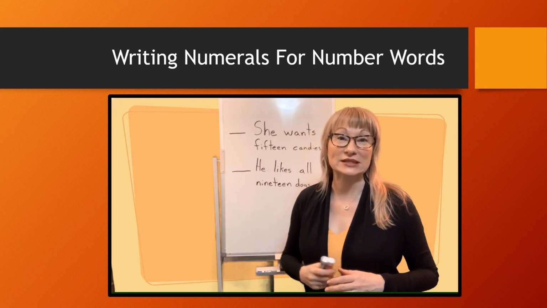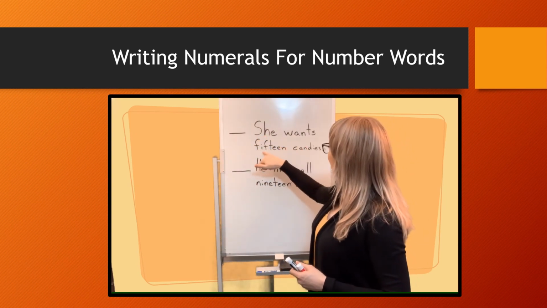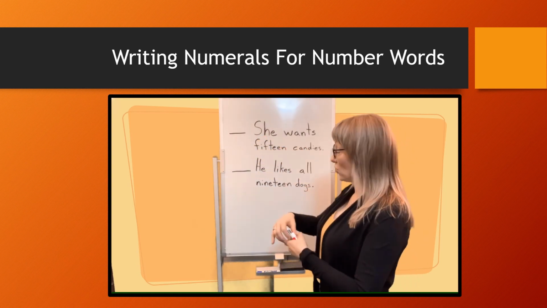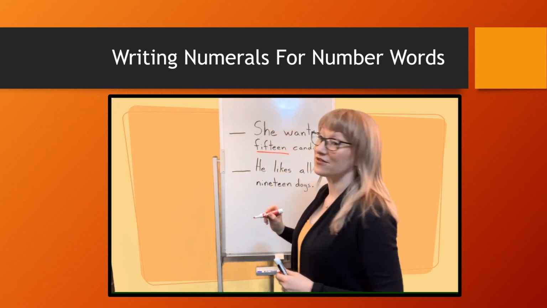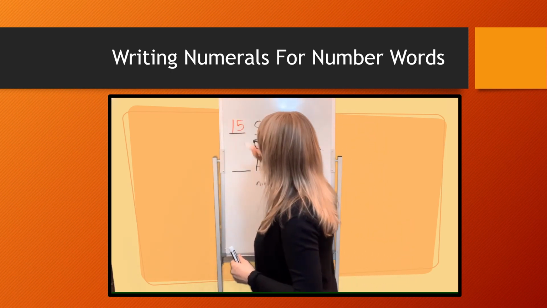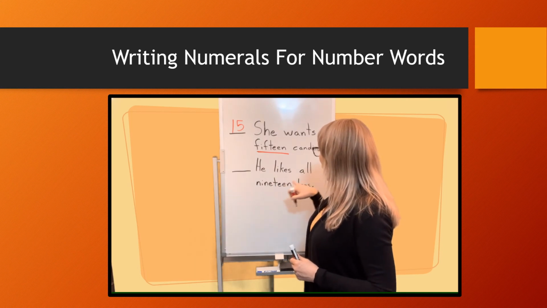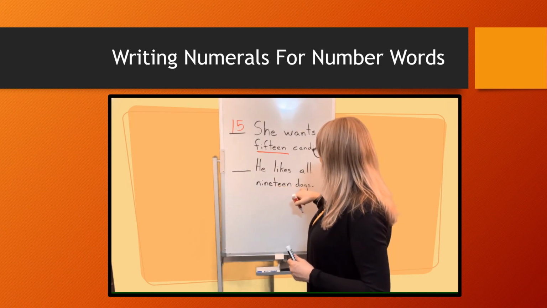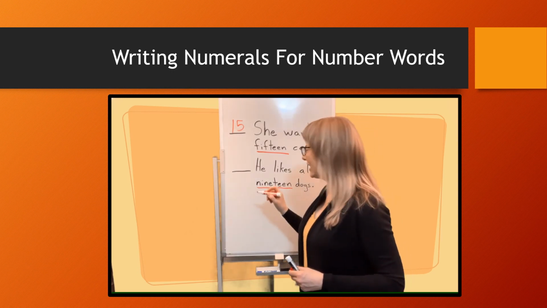Okay, so for this one, this is how it goes. So: she wants fifteen candies. Oh, here is my number word, fifteen. Looks like that. He likes all nineteen dogs. There's my number word, nineteen.